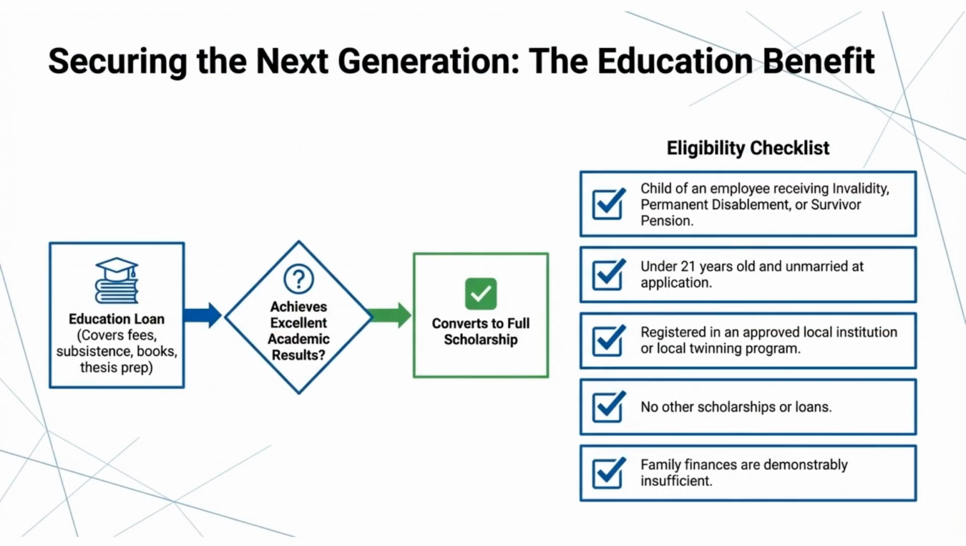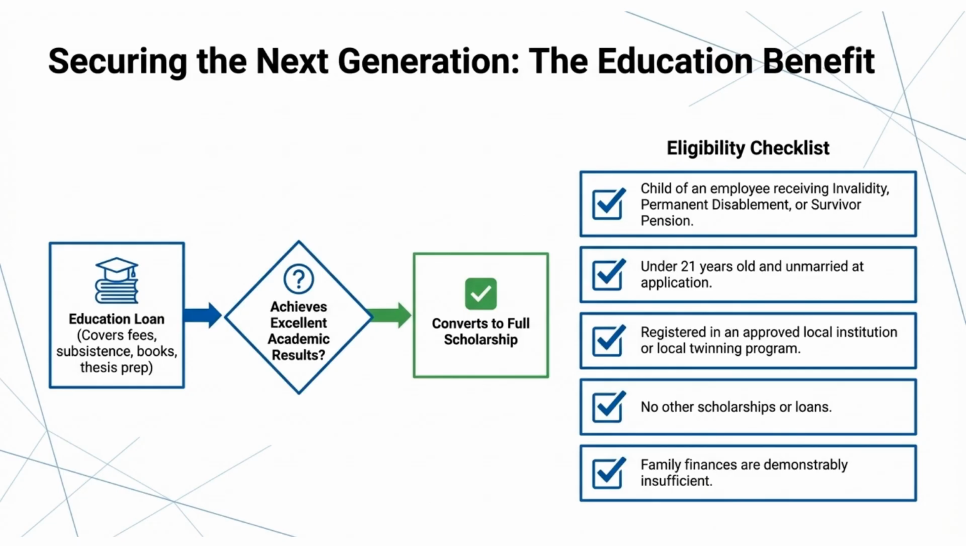5 eligibility conditions must be met. First, the child must be a dependent of an employee receiving one of the qualifying monthly benefits. Second, the child must be below 21 years of age and unmarried at the time of application, with an exception for children above 21 who are receiving a monthly benefit and continuing higher education while unmarried.